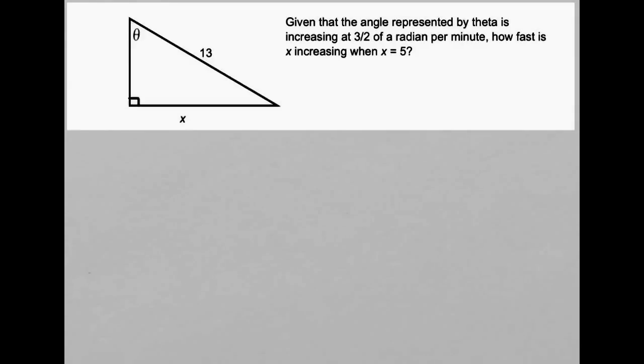Hey everyone, so in this video we're going to talk a little bit about related rates. Here we have a problem where we have a right triangle and we're given that the angle represented by theta is increasing at 3/2 of a radian per minute. We want to know how fast is x increasing when x is equal to 5 units? This is a related rates problem because we're trying to relate the rate at which theta is changing to the rate at which x is changing.